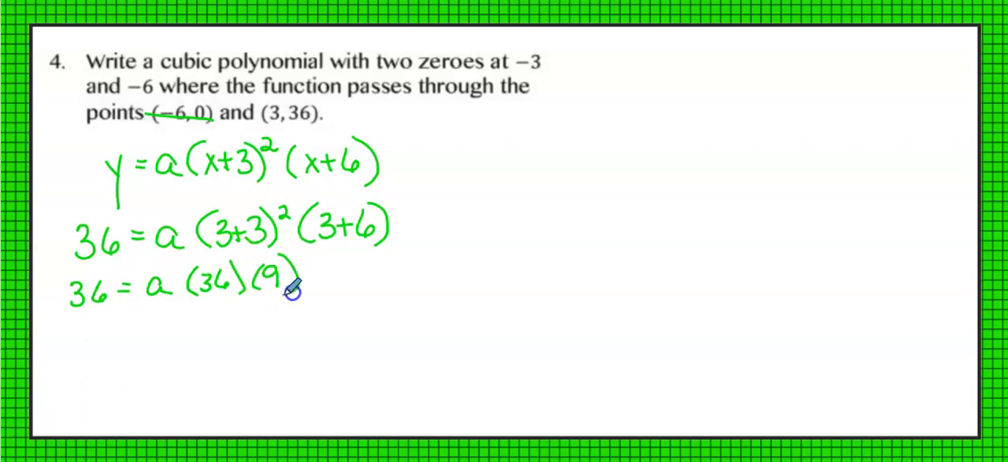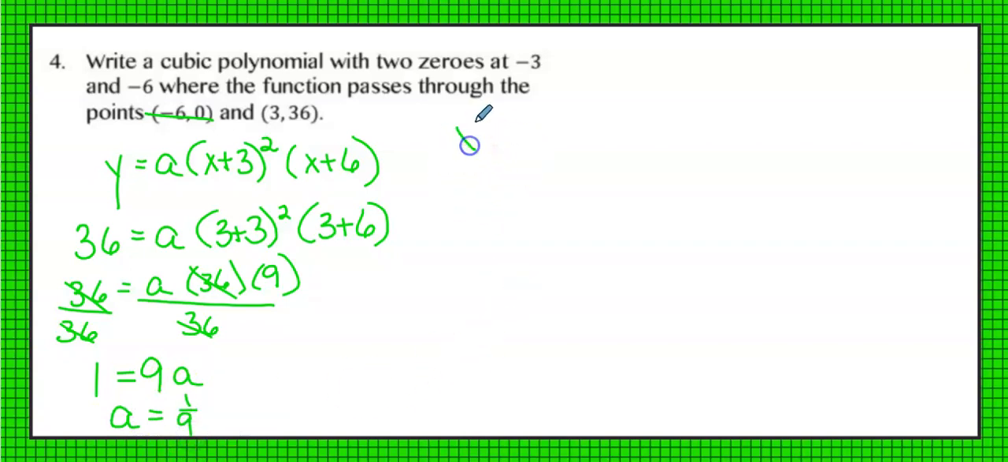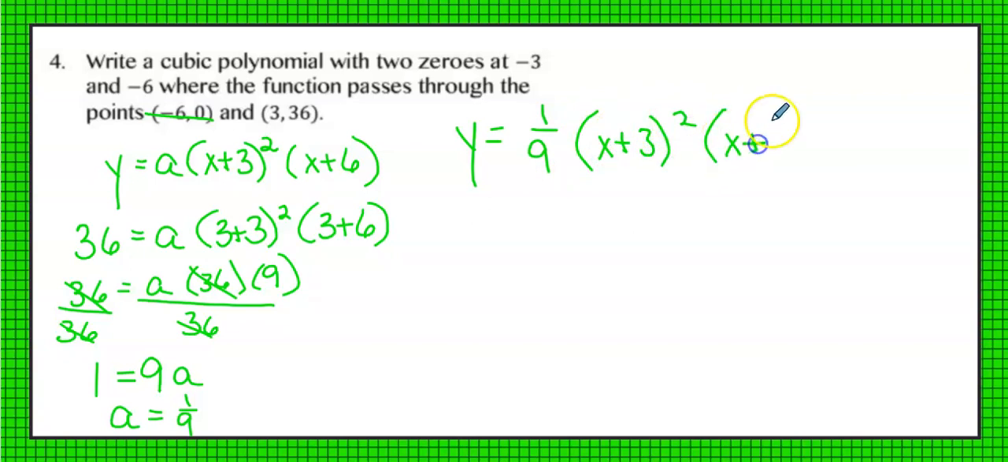And I'm going to put 9 here. So that I don't have to multiply the 36 times the 9, I can divide both sides by 36 right here. Cancel that. And then I get 1 equals 9a. So now I divide by 9 on both sides, and I get a equals 1/9. Okay, so that's a. Go back over here and rewrite that. Okay, that's intercept form. Let me give you standard form.